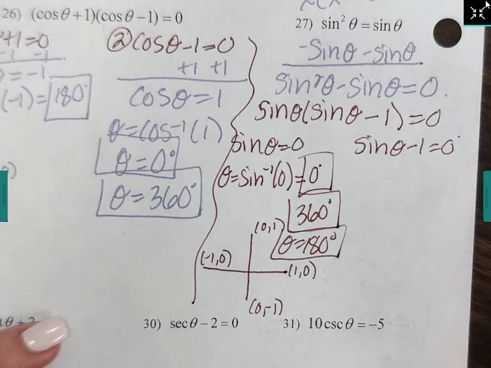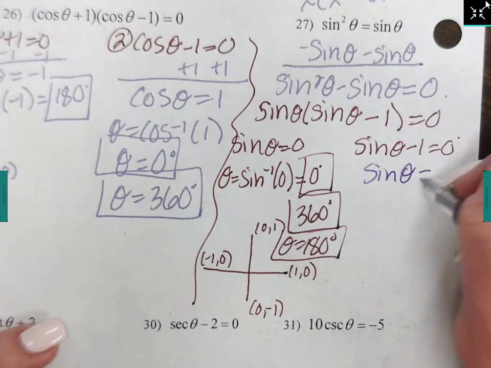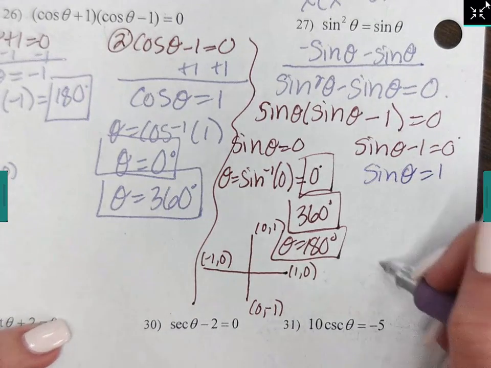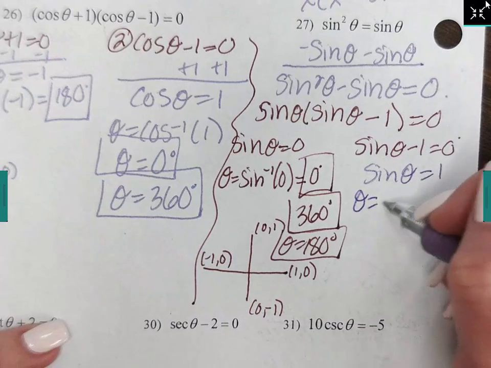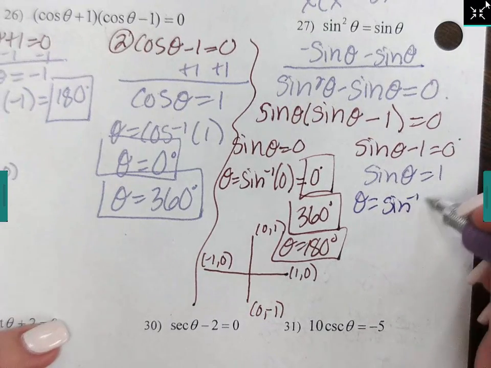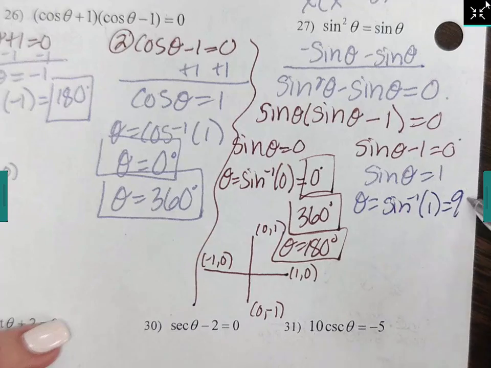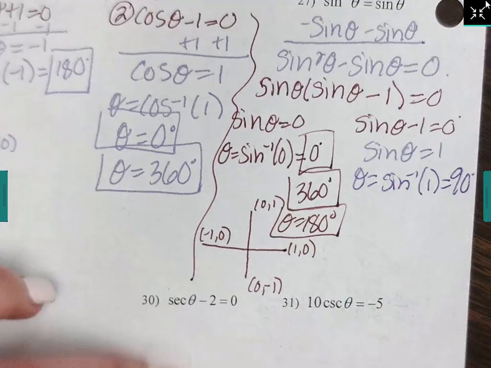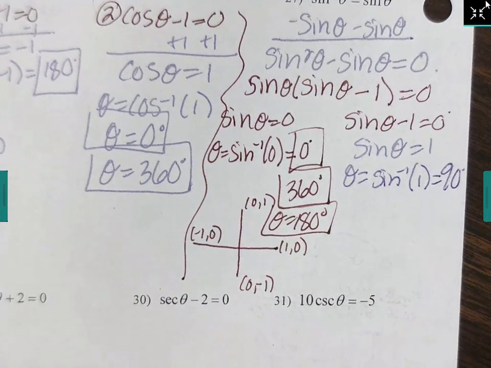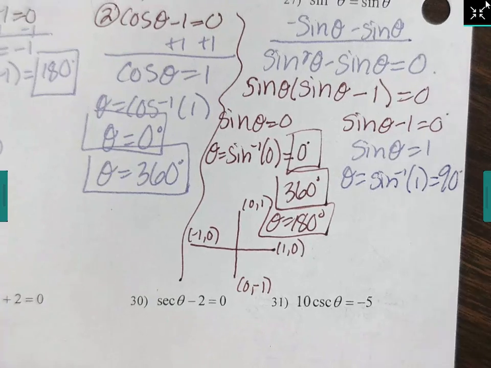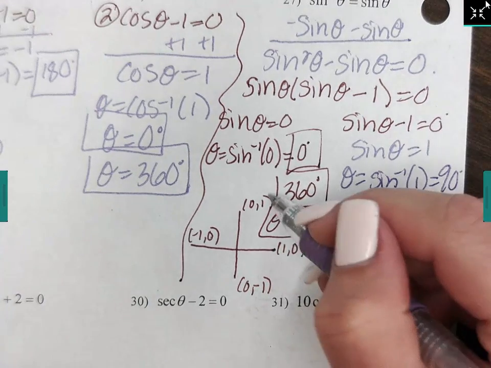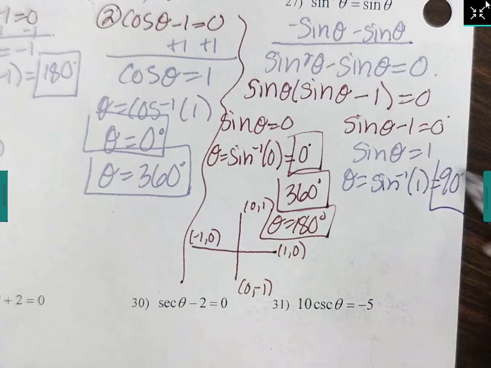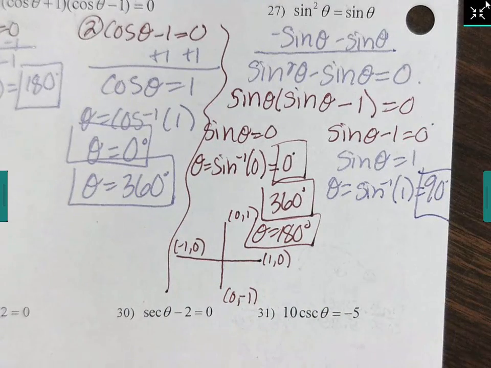Now over here, when we add 1, that gives us the sine of theta is equal to 1. We can put this in our calculator. 90 degrees is the only place where the sine of theta is positive 1, and you can see that here. So those are our 4 answers. Any other questions on number 27?